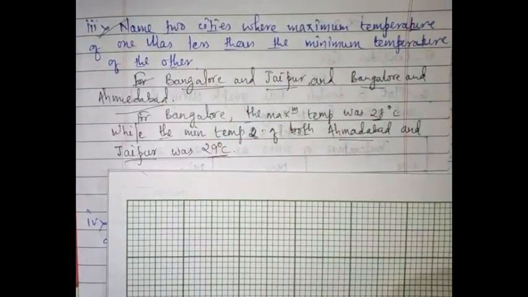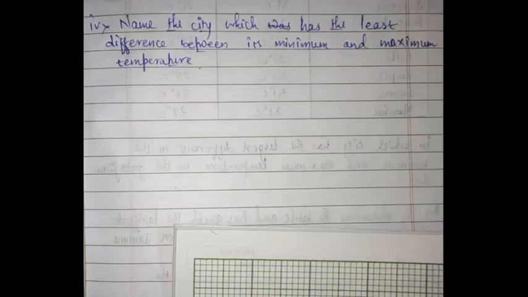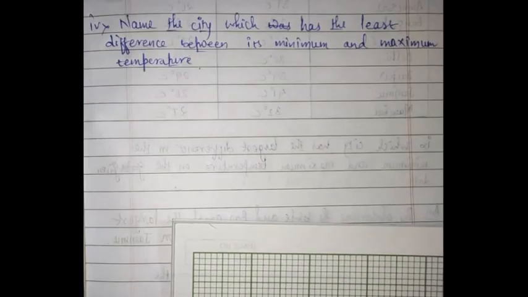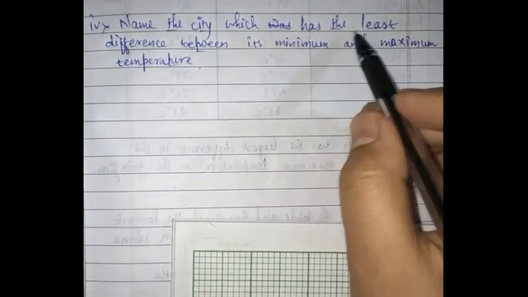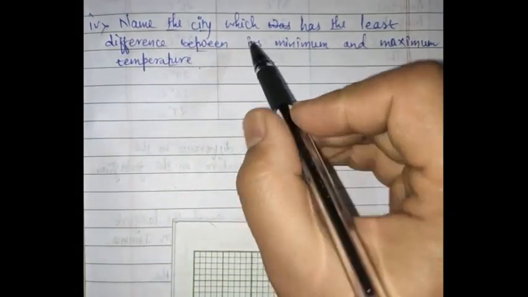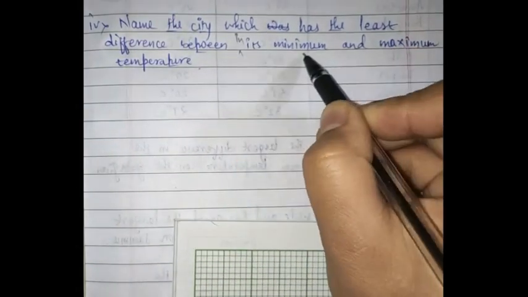Okay, let us proceed to the next question. So here we have the last sub question from question number 6. With this we will be over with exercise 3.3. Alright student, then we will proceed to exercise 3.4. The question is, name the city which has the least difference in its minimum and the maximum temperature.